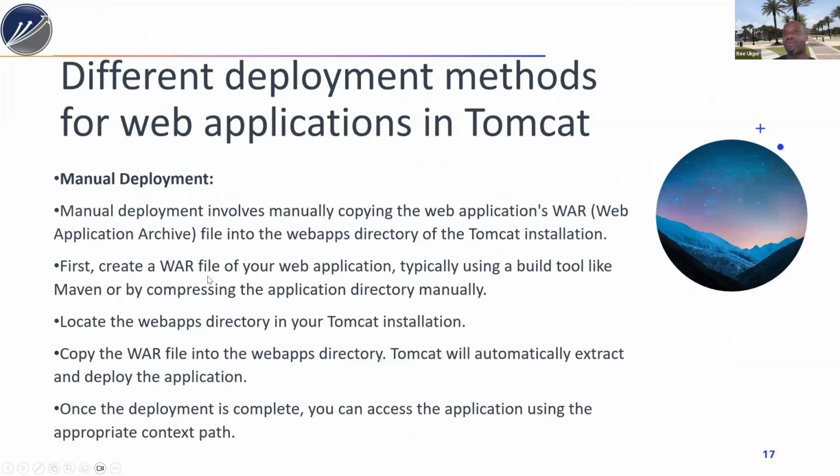So first, create a WAR file of your web application, using a build tool like Maven, or by compressing the application directory manually. Locate the webapps directory in your Tomcat installation. Copy the WAR file into the webapps directory. Tomcat will automatically extract and deploy the application, right? Once the deployment is complete, you can access the application using the appropriate context path. So this is the manual process, and this is what we're going to do.